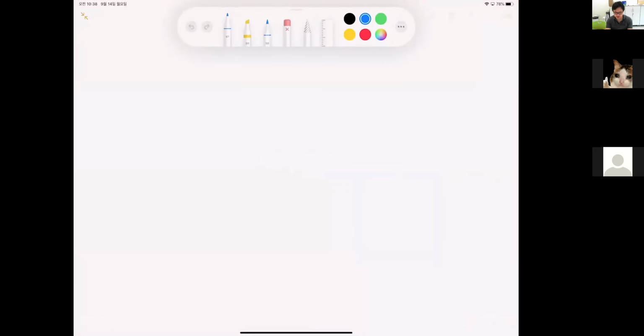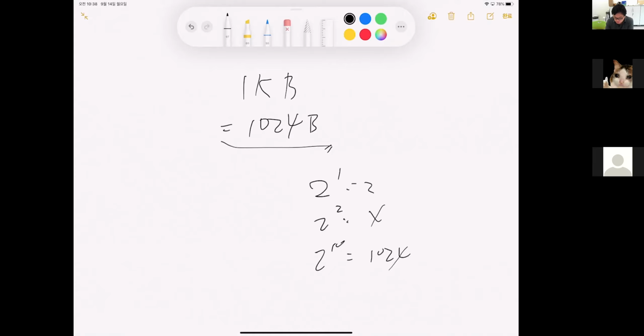In computer science, when we talk about 1K byte, it is actually 1024 bytes. This is typically what we are using. Why do we do this? Because we are built up from binary. 2 to the power 1 is 2, 2 to the power 2 is 4, 2 to the power 10 is 1024.